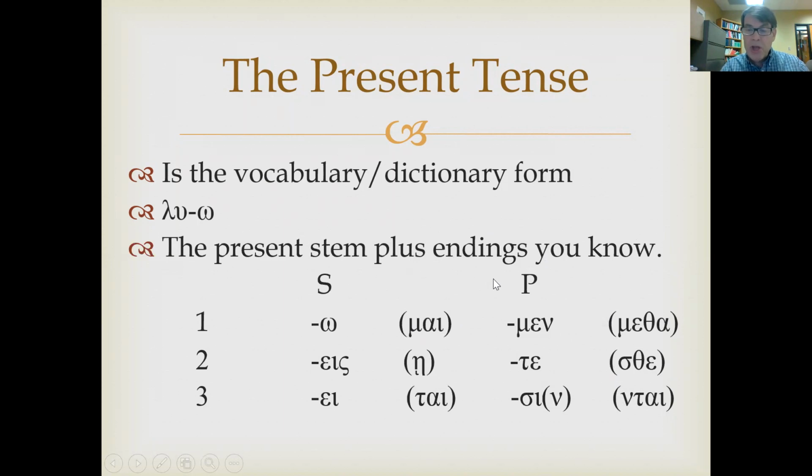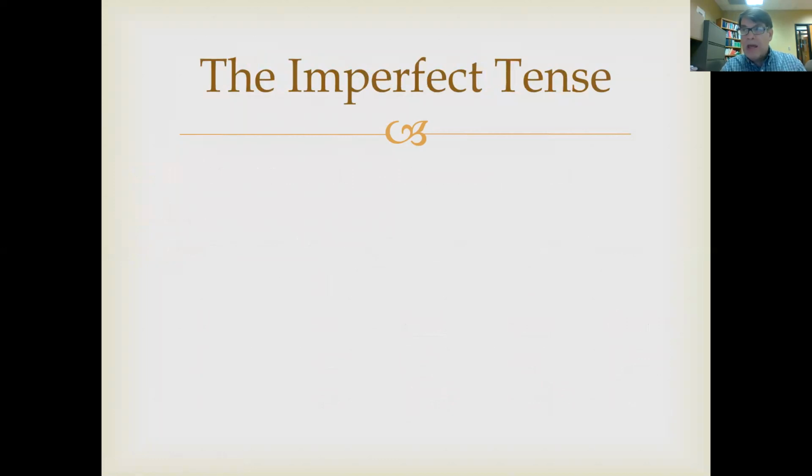Okay? So, the present tense. Hopefully that was all review. The imperfect tense. Now, the imperfect tense, we've told you, is past continuous action. But what does it look like? Well, believe it or not, the imperfect tense is built off of this same basic present stem chassis. Now, from an English perspective, you'll think, well, that makes no sense at all. The imperfect tense is past time.